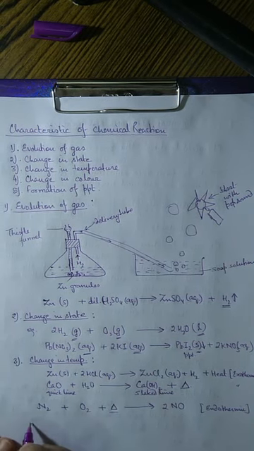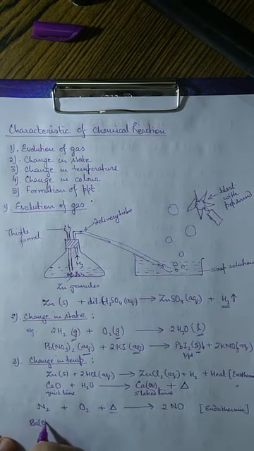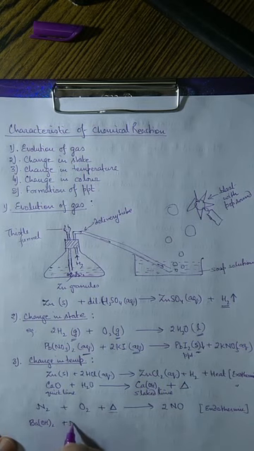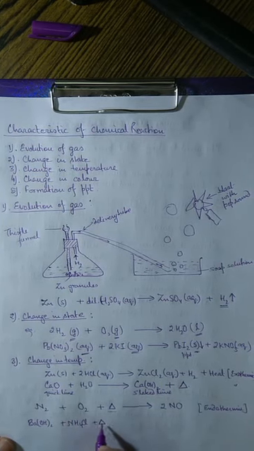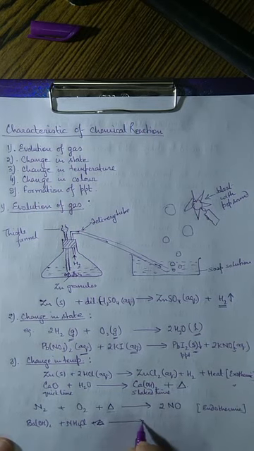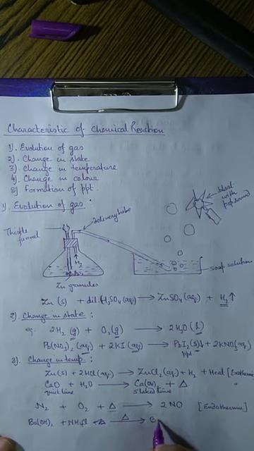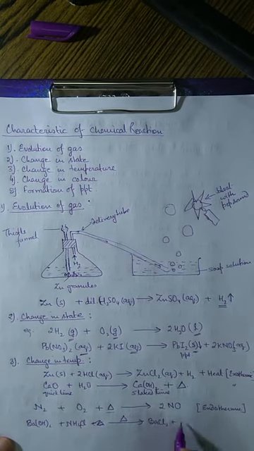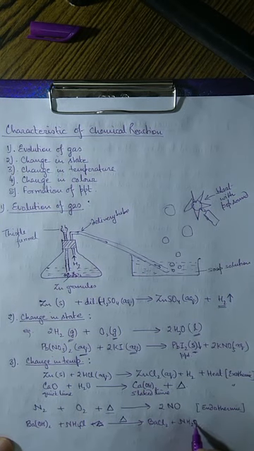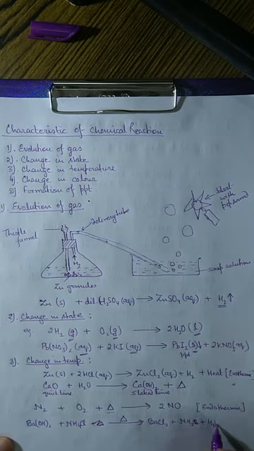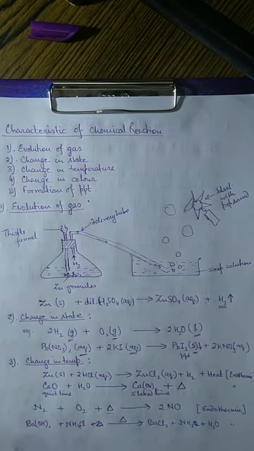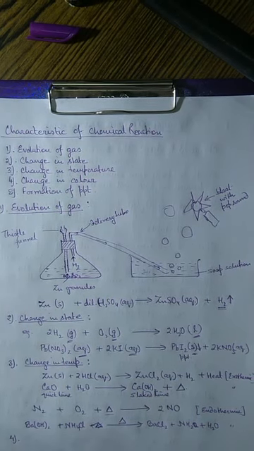Barium hydroxide plus ammonium chloride plus heat. We may write this heat on the arrow also. It gives barium chloride plus ammonia plus water. Again, endothermic reaction. After this, we move on to the fourth characteristic.